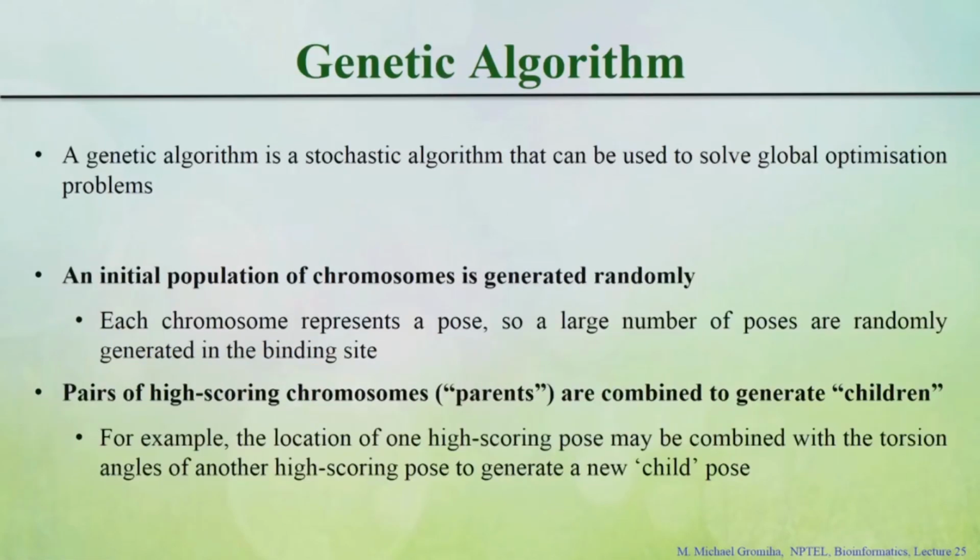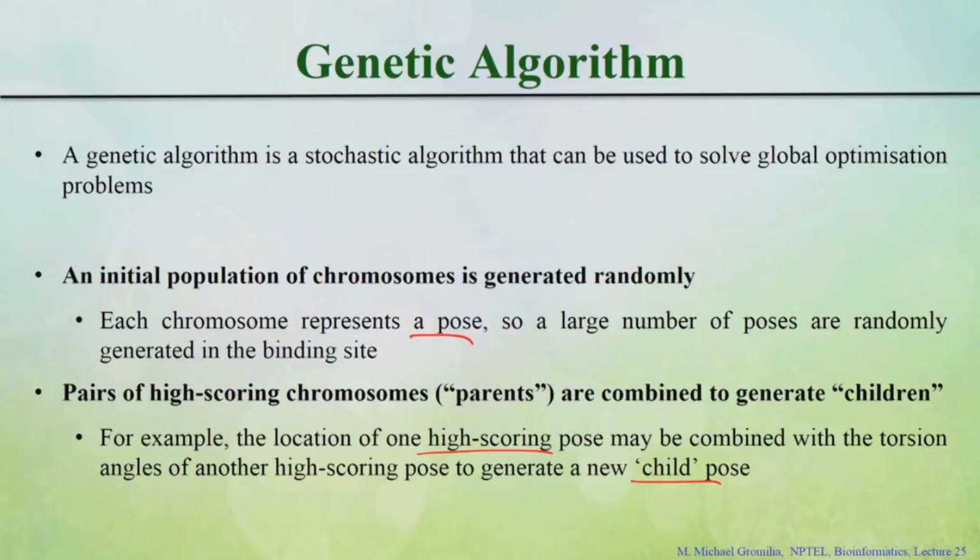And the other one, which is widely used, is the genetic algorithm. The genetic algorithm is a stochastic algorithm to sample the data. It is mainly used in global optimization problems. What they do is first generate an initial population, a randomly generated initial population, where each chromosome represents a pose. So, in this case you can have many random poses that are generated in the binding site. Then you check them with scoring functions based on torsional angles and other energy potentials. See which poses have high scores, take the high scoring ones and merge them to generate a new child.